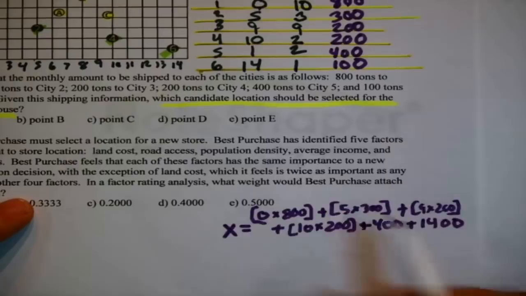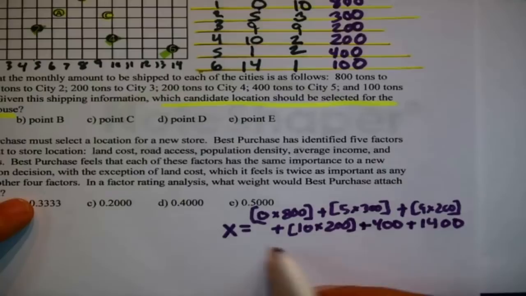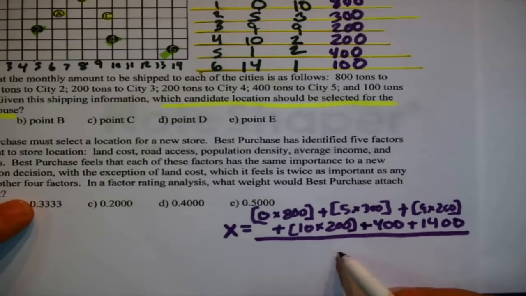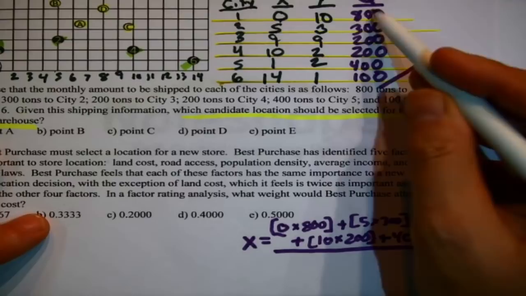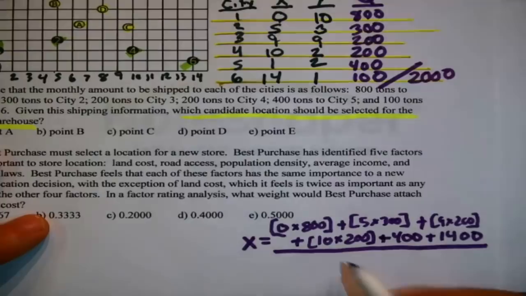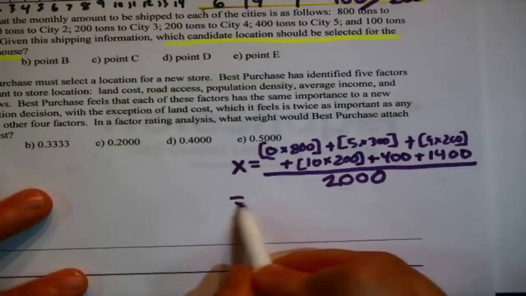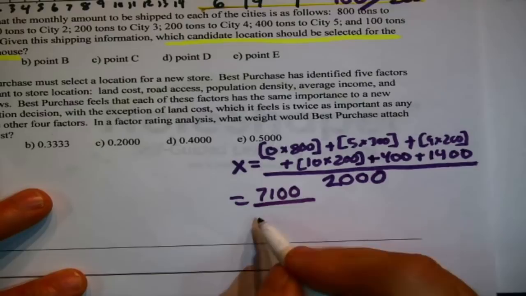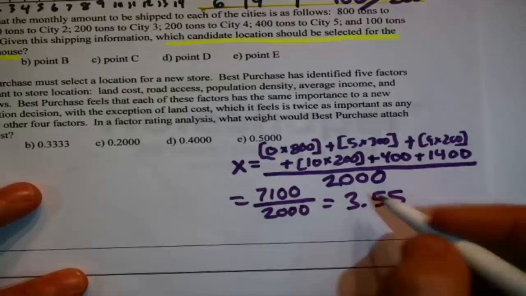Okay, wait a minute. In the formula for center of gravity, that's the numerator. The denominator is not the number of cities. The denominator is the total amount that's shipped. Well, if you add up these numbers, we're talking about shipping a total of 2,000. That's what goes in the denominator, that 2,000. So I get that this whole business in the numerator that I wrote adds up to 7,100 and the denominator to 2,000. So I get about 3.55 for the perfect x coordinate.